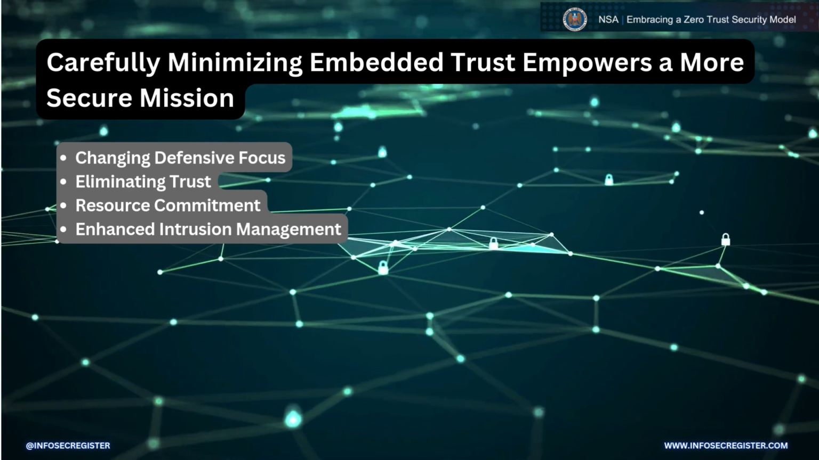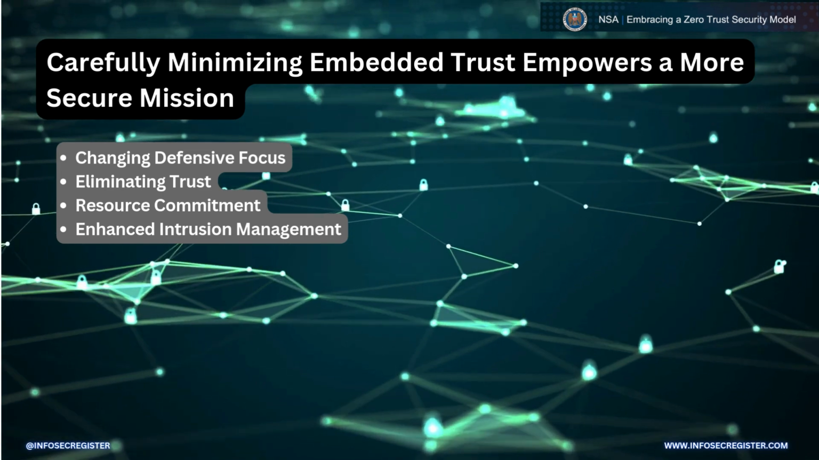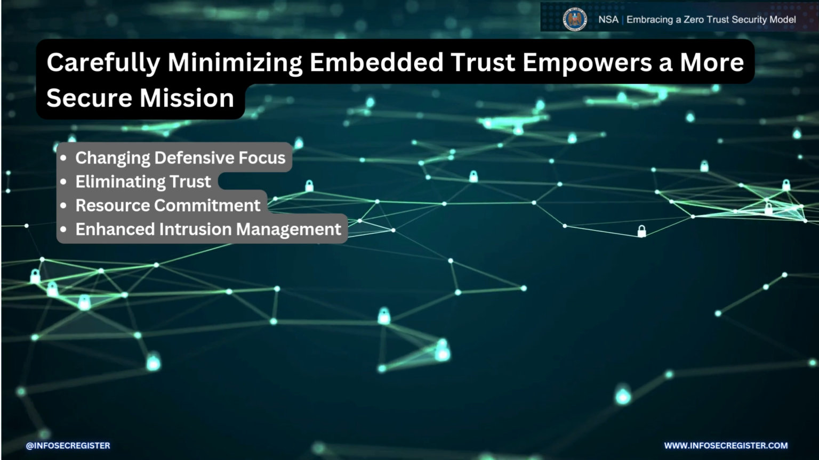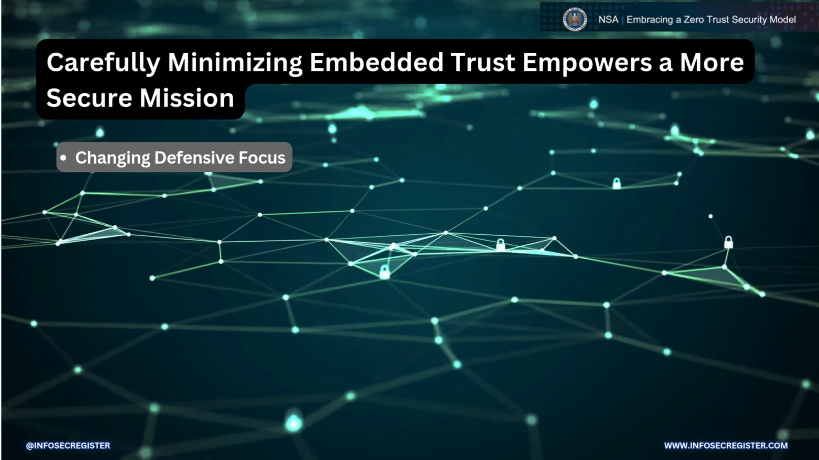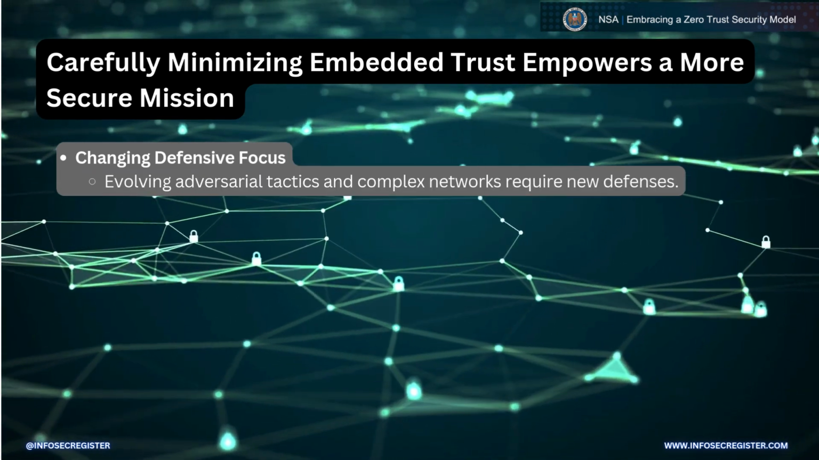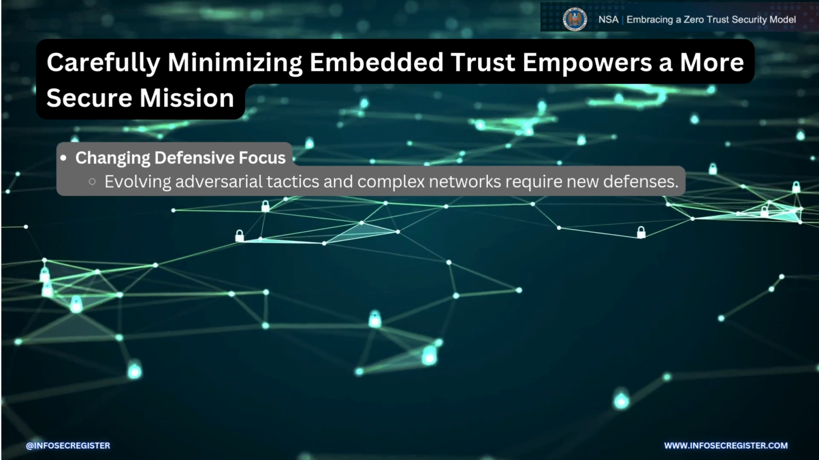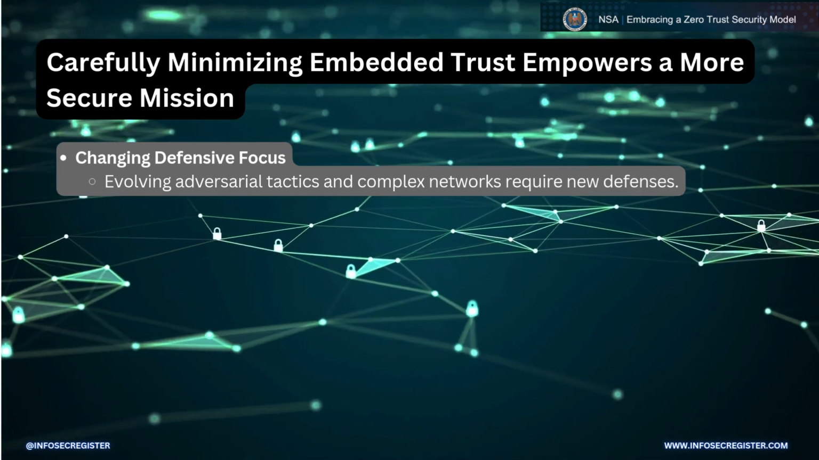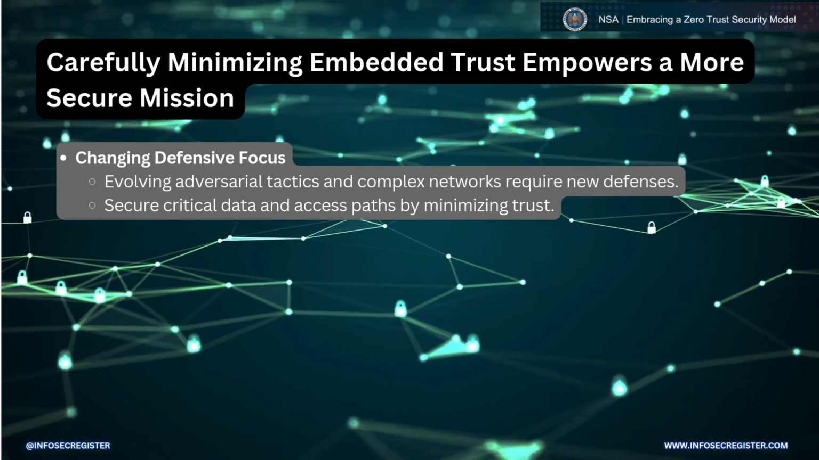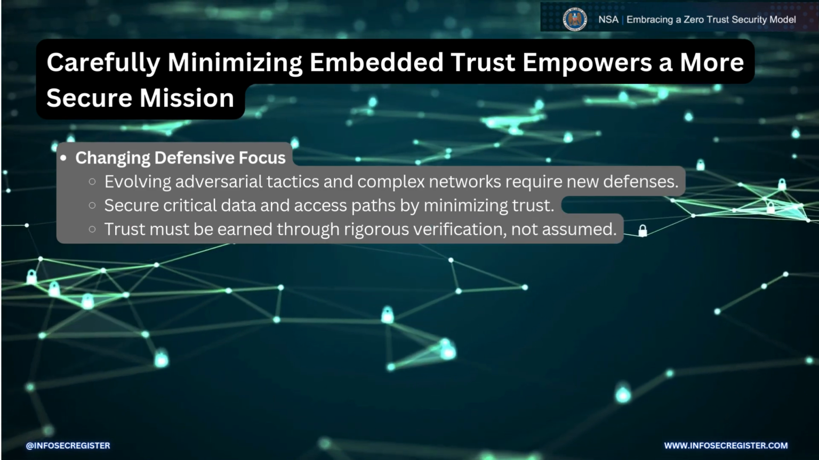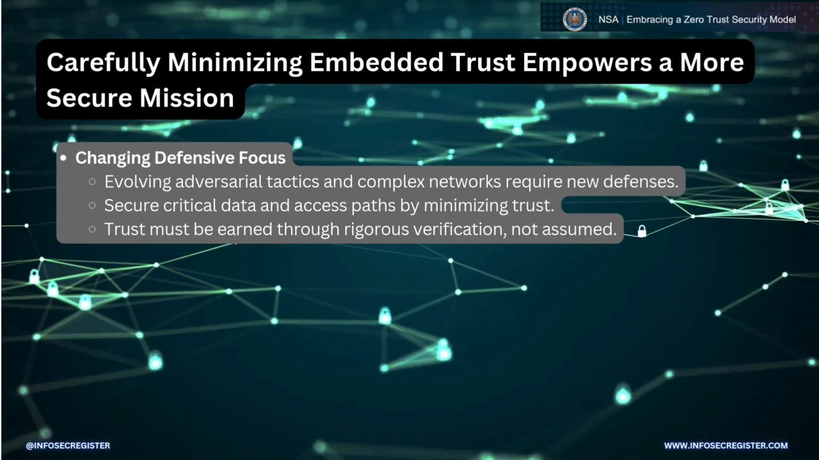As we explore the concept of carefully minimizing embedded trust, it's essential to understand how this approach empowers a more secure mission, especially in today's increasingly complex network environments. First, changing defensive focus. The rapid evolution of adversarial tactics and the growing complexity of network environments necessitate a shift in our defensive strategies. The zero-trust mindset emphasizes securing critical data and access paths while minimizing trust. This approach acknowledges that trust can no longer be assumed. Instead, it must be earned through rigorous verification processes.